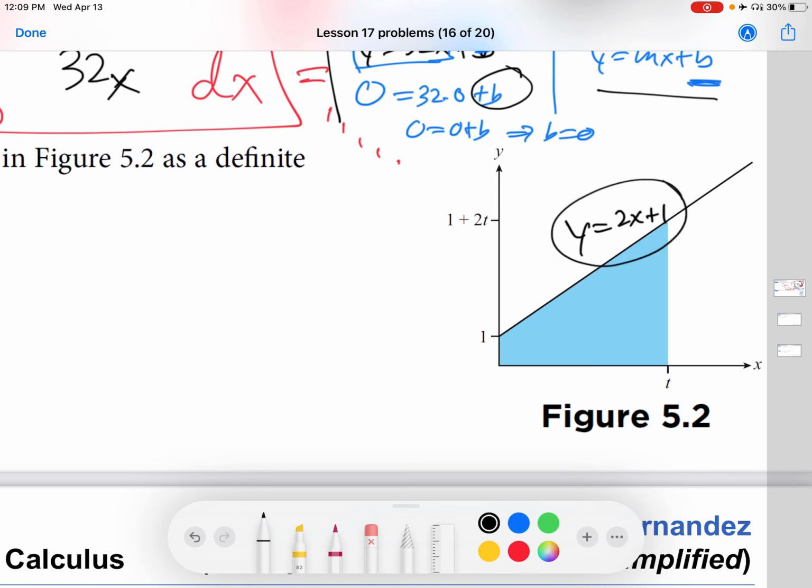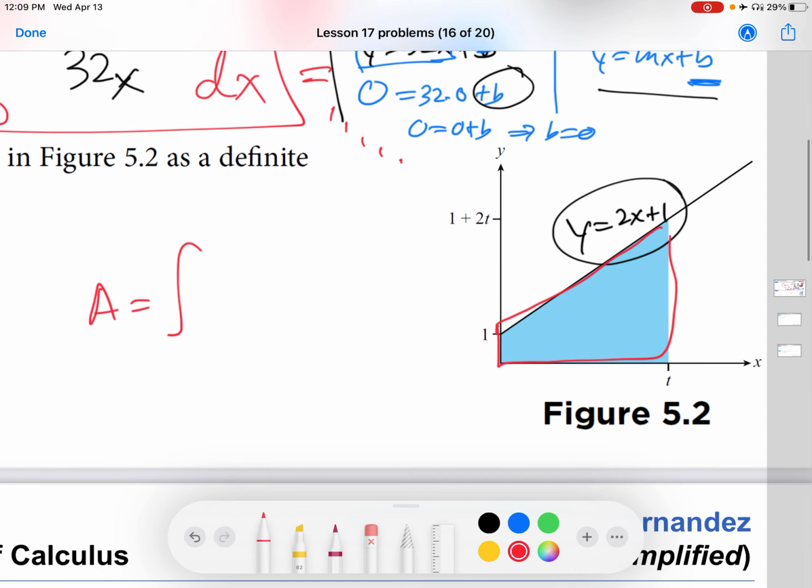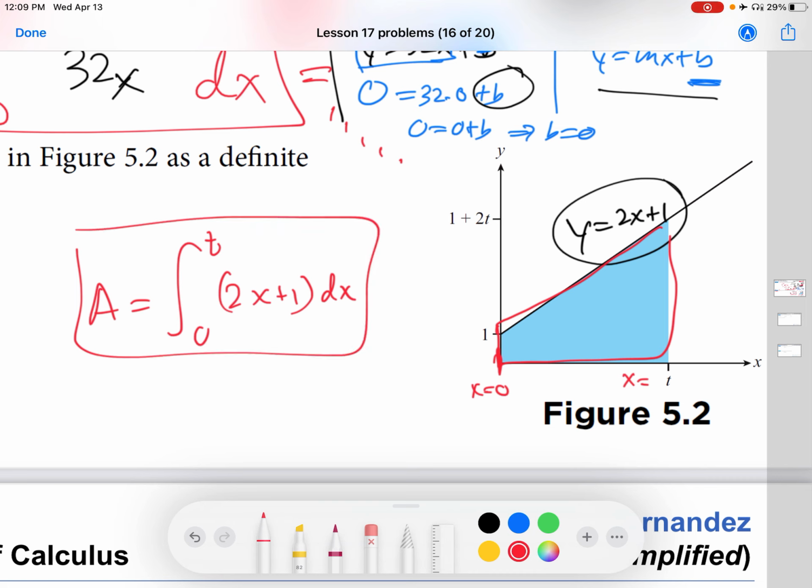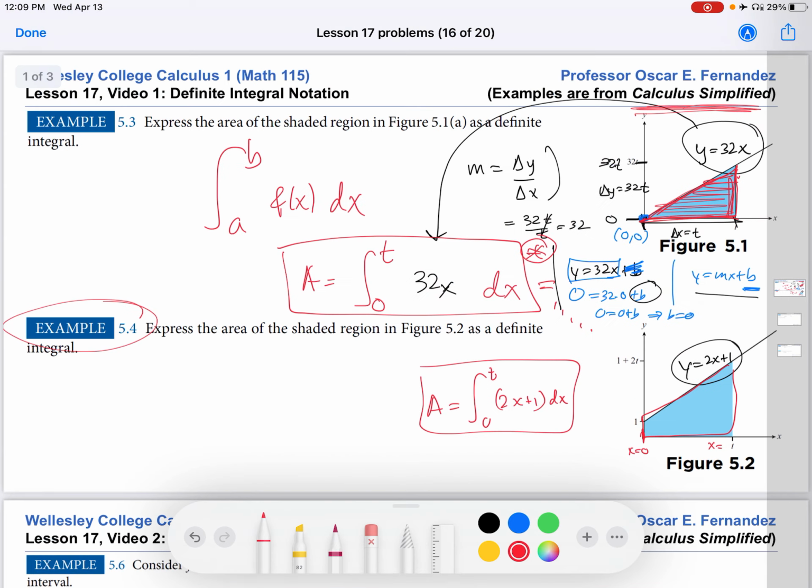Great. So in terms of the definite integral, that tells me that the area of the shaded region, this one, right? I'm going to be integrating the function 2x plus 1 with respect to x, and I'm going to go between x equals 0 and x equals t. So 0 to t. And that is my area. Okay, so just zooming out here a little bit to do a very quick little recap of what we did.